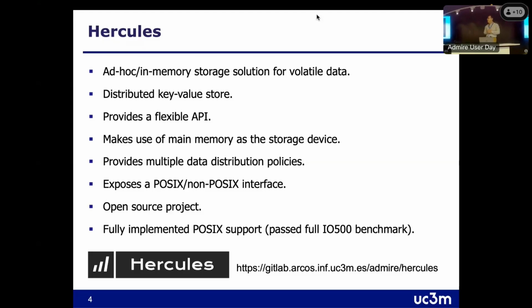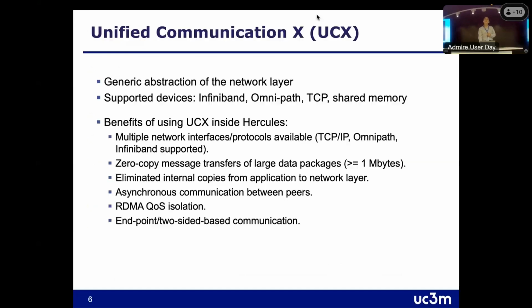And we have implemented POSIX. Right now, we have implemented a lot of calls. Actually, I never thought that POSIX has so many calls. We are now around 100 system calls. And we have to implement 2 more, we discovered today. So it's crazy. But we passed the IO 500 benchmark without any problem for data and metadata.